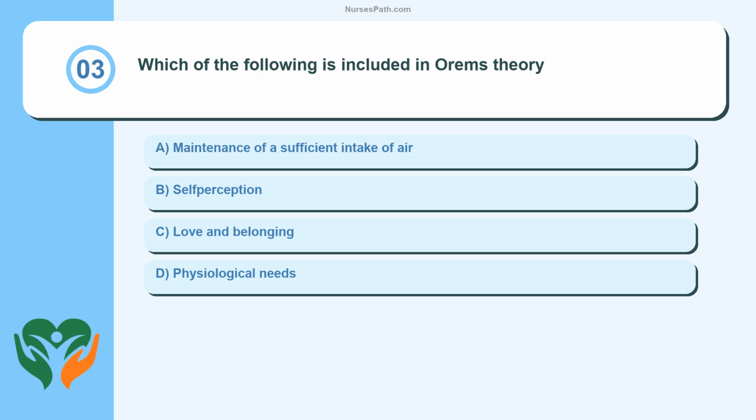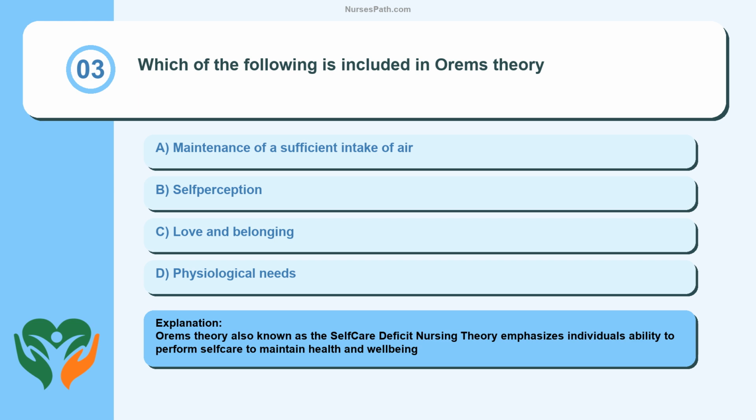Question 3. Which of the following is included in Orem's theory? Maintenance of a sufficient intake of air, self-perception, love and belonging, physiological needs. Orem's theory, also known as the self-care deficit nursing theory, emphasizes individuals' ability to perform self-care to maintain health and well-being.